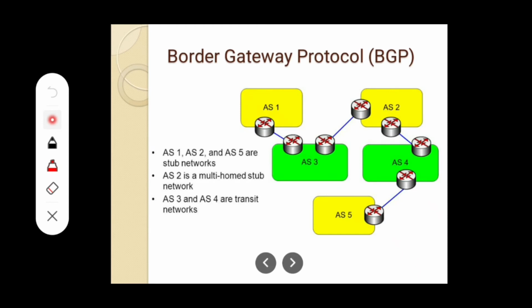So traffic from this can be passed through. Suppose traffic is generated from AS2 and wants to pass to AS5. Then it will move to AS4 and then to AS5. Clear? So transient traffic is permitted in the transit network. This figure will explain all these concepts in detail. You just explain these concepts and draw this figure. That will be enough. So this is the classification of autonomous systems.